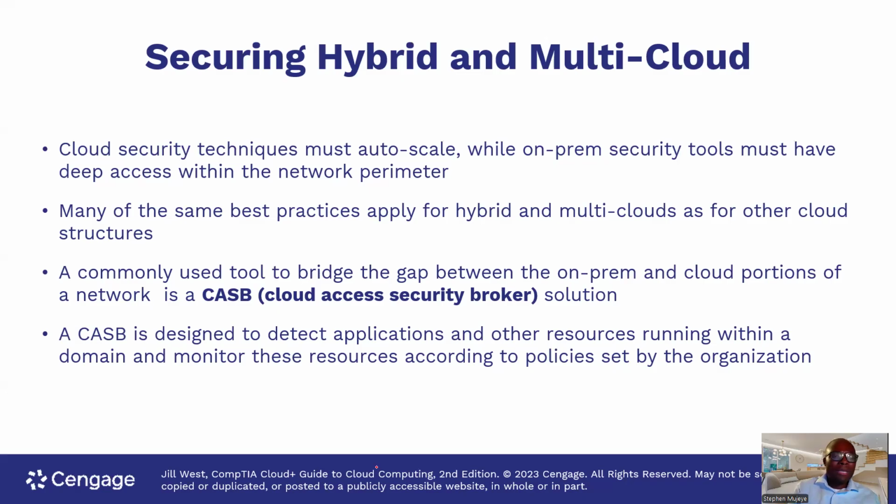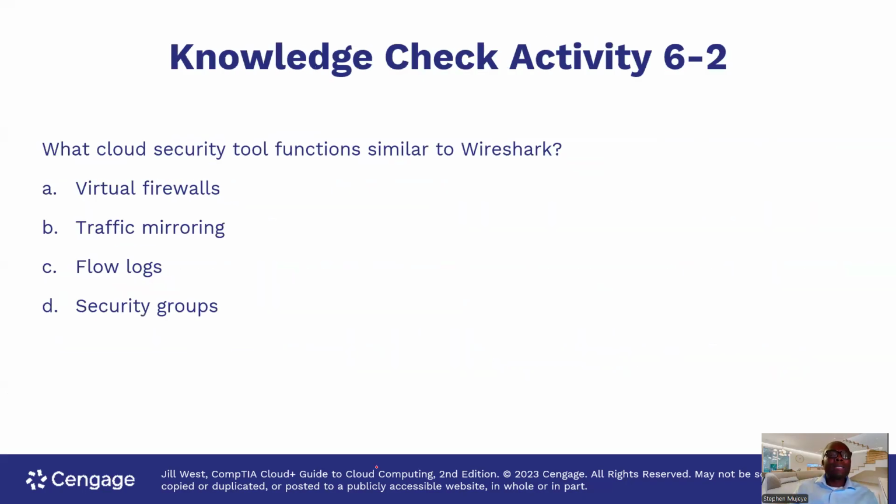So then there's a commonly used tool to bridge the gap between on-prem and cloud portions. If you have on-prem and the cloud, this tool is the Cloud Access Security Broker solution. What it does is it's designed to detect applications and other resources running within a domain. It can detect those and then monitor those resources according to the policies set by your organization.